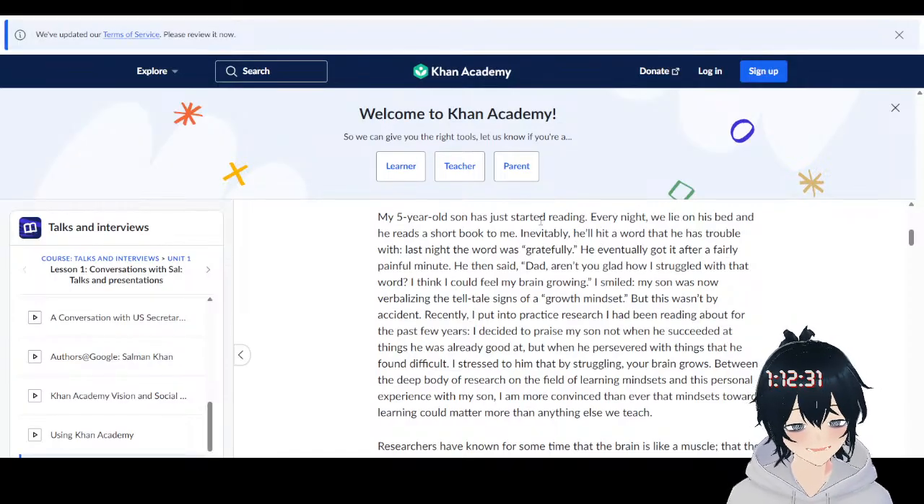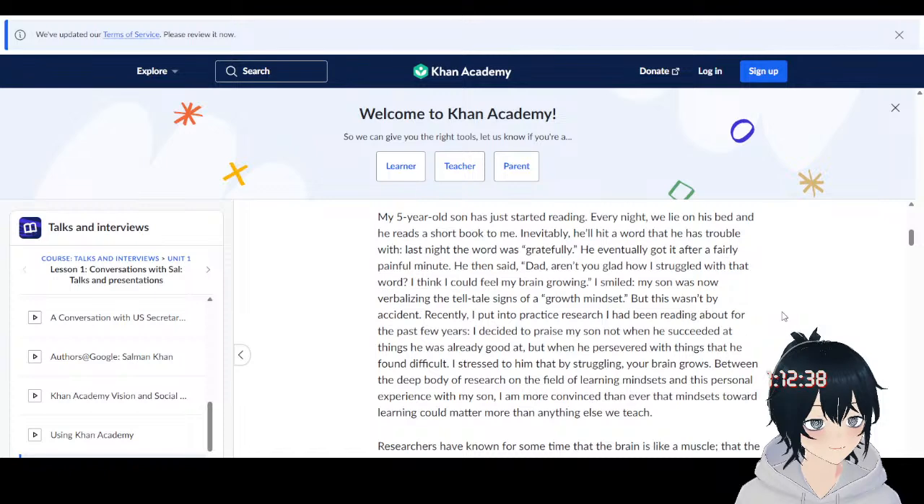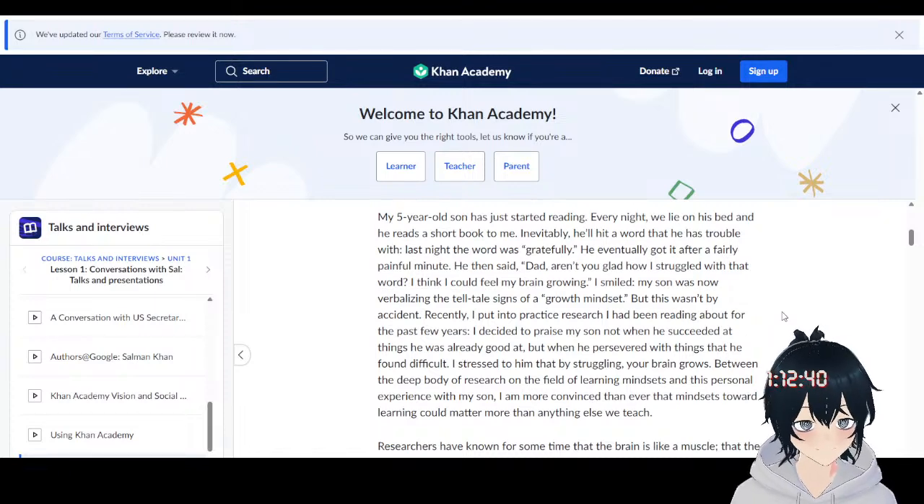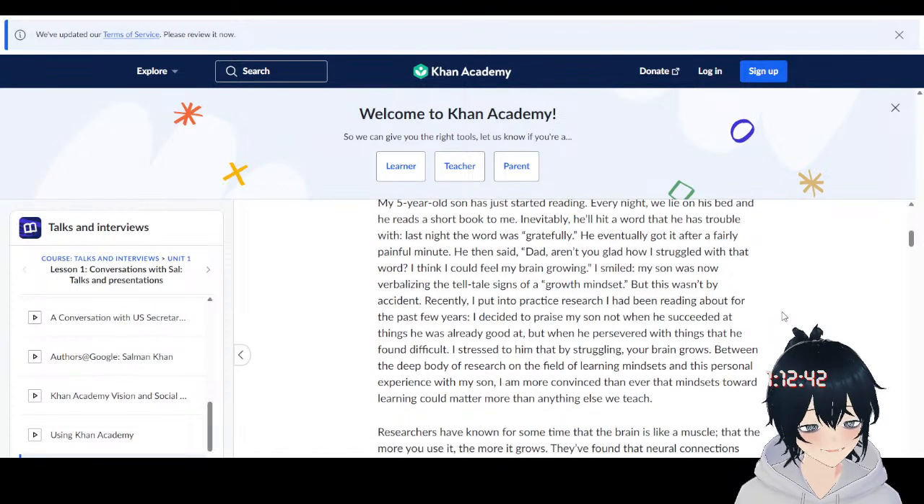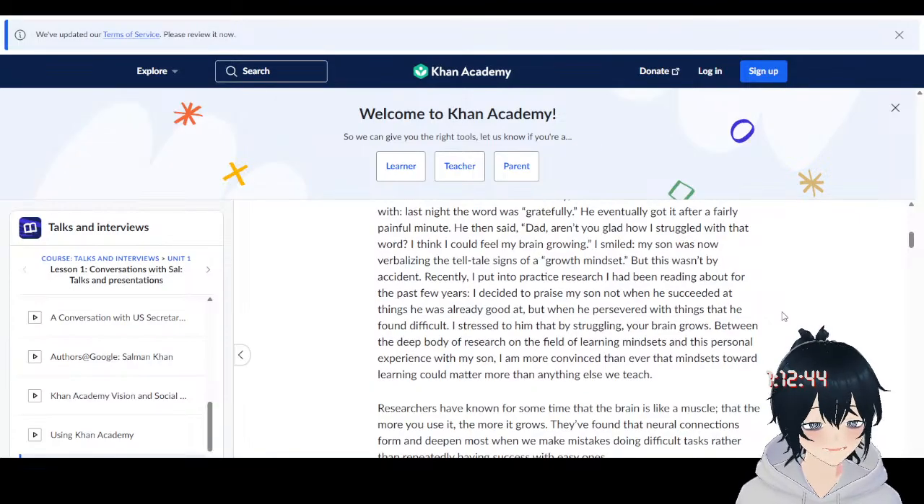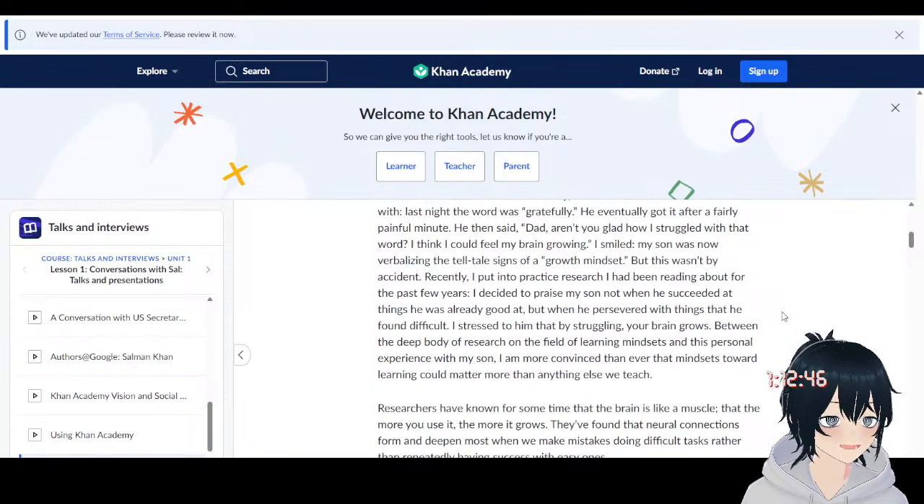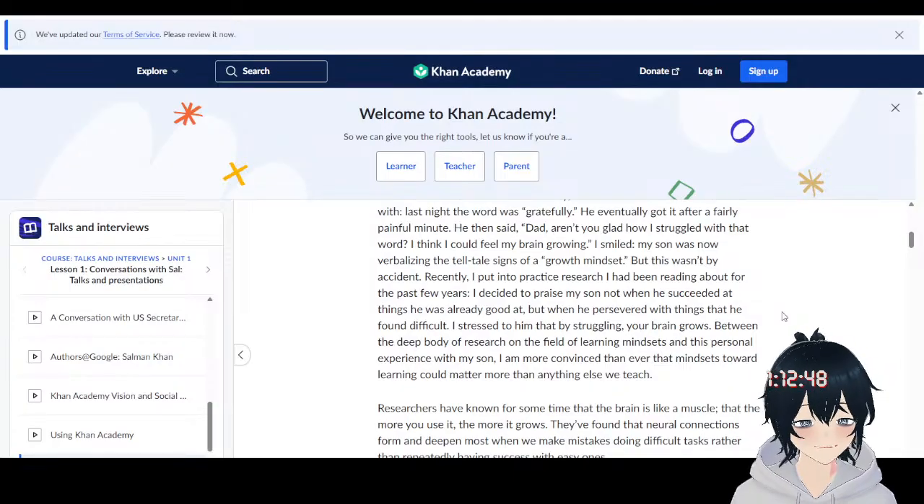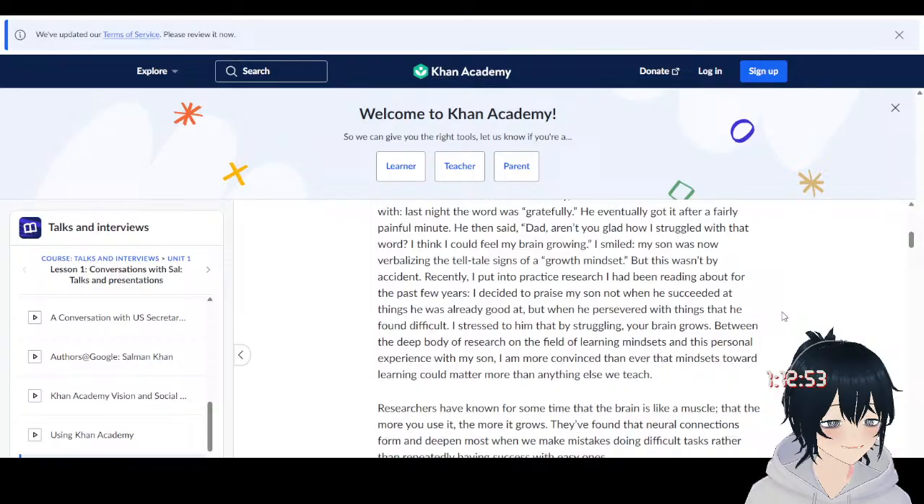My 5-year-old son has just started reading. Every night we lie on his bed and he reads a short book to me. Inevitably, he'll hit a word that he has trouble with. Last night, the word was gratefully. He eventually got it after a fairly painful minute. He then said, "Dad, aren't you glad how I struggled with that word? I think I could feel my brain growing." I smiled. My son was now verbalizing the telltale signs of a growth mindset.